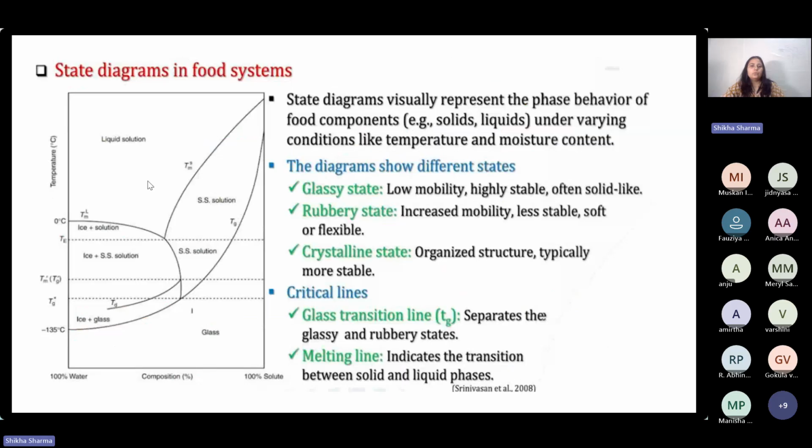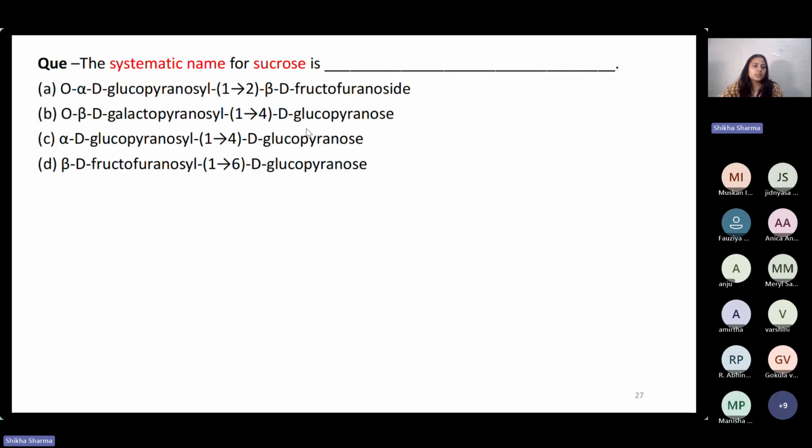So as we already discussed in the previous question also, we have this glassy state to rubbery state, and this transition is from the glass transition line. So we can see here also. And here, when there is a low Tg, that means glassy, there is low mobility and stability. I hope this question is clear to everyone.